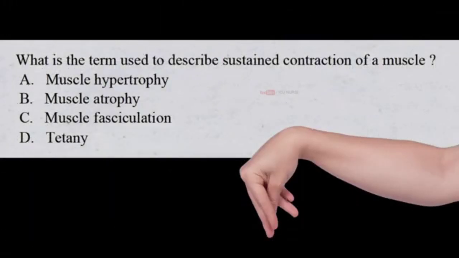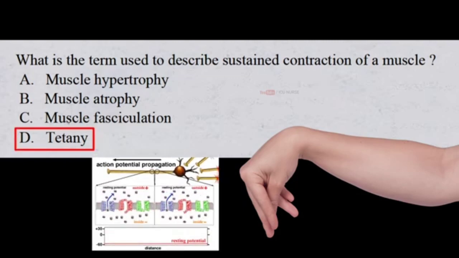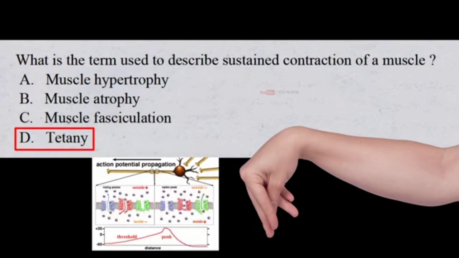What is the term used to describe sustained contraction of a muscle? A. Muscle hypertrophy. B. Muscle atrophy. C. Muscle fasciculation. D. Tetany. And the correct answer is D. Tetany. Sustained contraction of a muscle in tetany is evoked when the motor nerve that innervates a skeletal muscle emits action potentials at a very high rate.